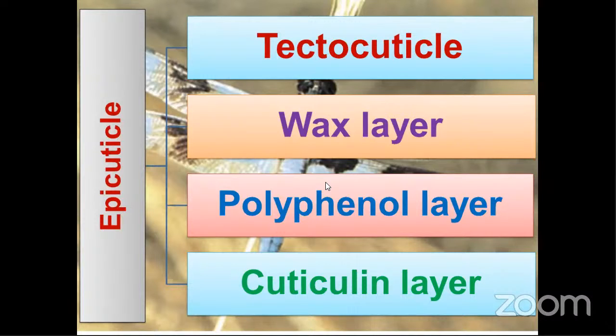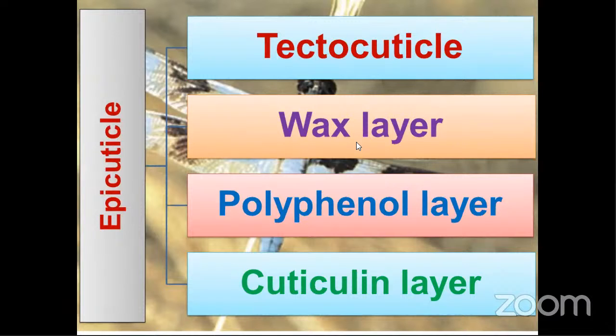Third one, polyphenol layer. Tectocuticle means cement layer. Dermal glands secrete the cement layer. Cement means the outermost layer, and it gives protection against external damages to the insect body. Next one, wax layer.